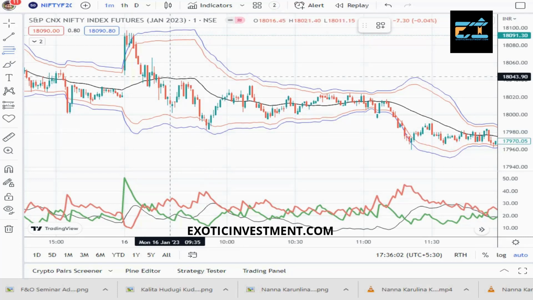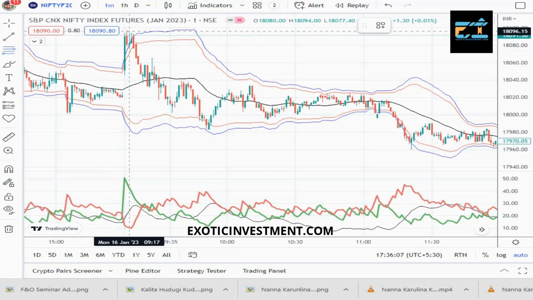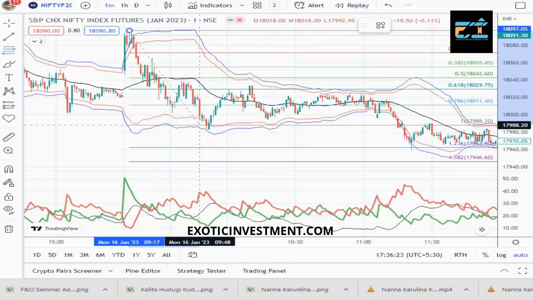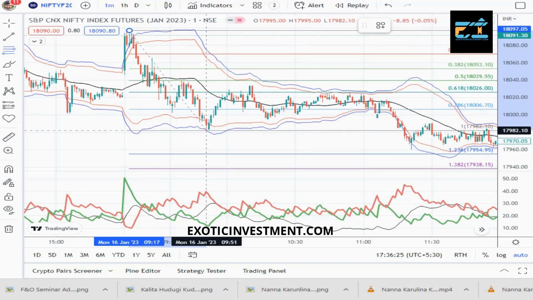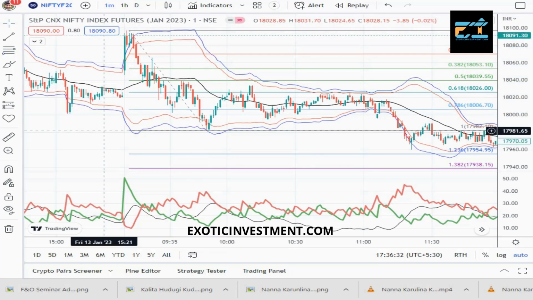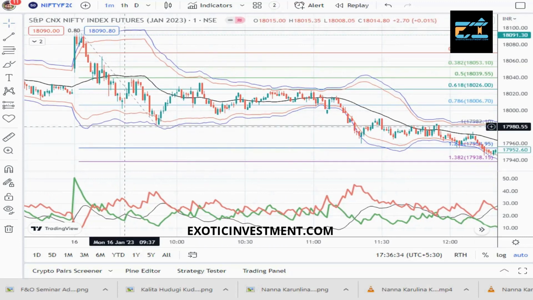17,982. If we do not get the exact highest level, we will draw it to the nearest point. So now we have to draw it at 18,097. Yes, 97.05 is where we got it, and here the lowest is at 17,982.1. Yes, we exactly got that. So now we have drawn the Fibonacci retracement.